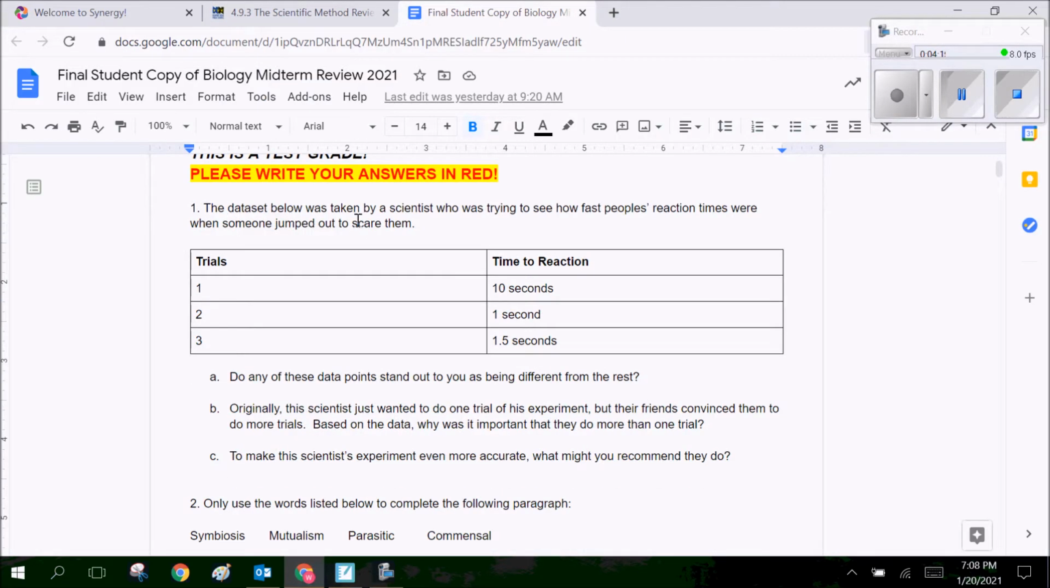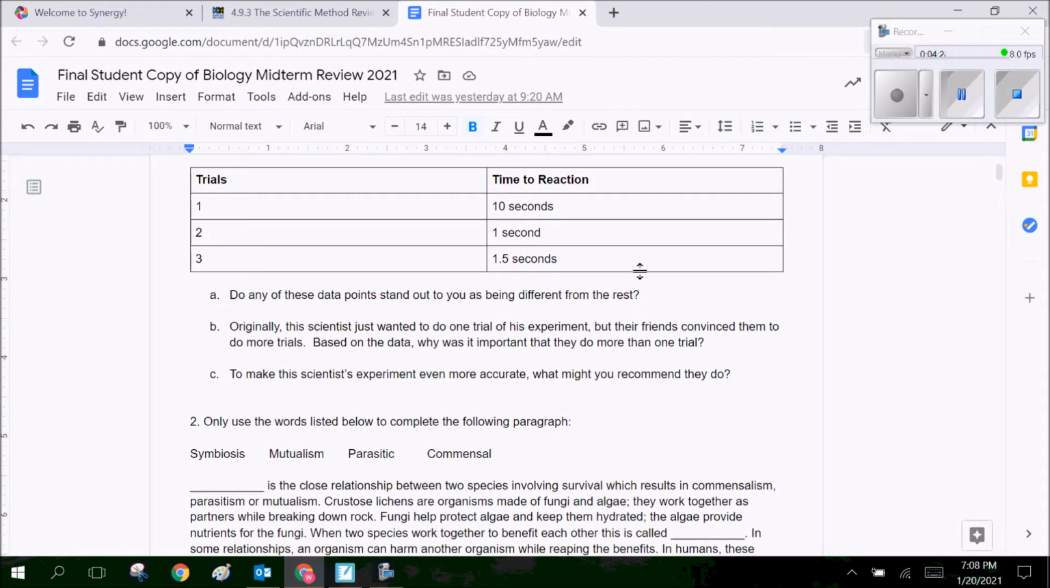Okay, and the data set below was taken by a scientist trying to see how fast people's reaction times were when somebody jumped out to scare them. So we have their trials and the time to reaction. All right, then we're going to ask you a couple of questions. Do any of these data points stand out as being different from the rest?